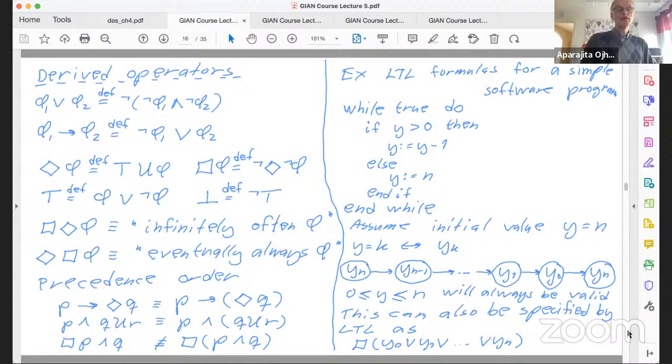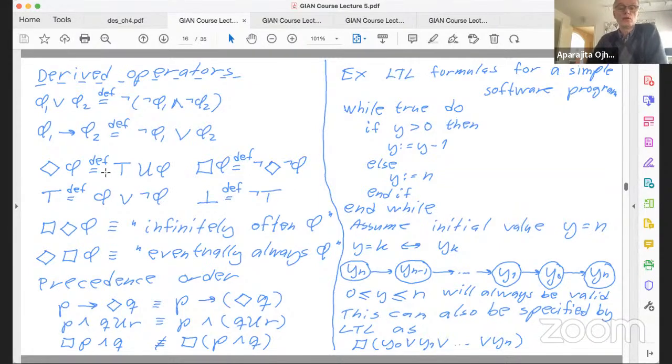Then we have the derived operators. First, we have the disjunction, the or condition, which is simply not, not phi 1 and not phi 2. And the implication, the conditional operator, means not phi 1 or phi 2. And then eventually is that you say true, meaning that you have no restrictions at all, anything is valid, until you get phi for at least one time instance. That is eventually phi.